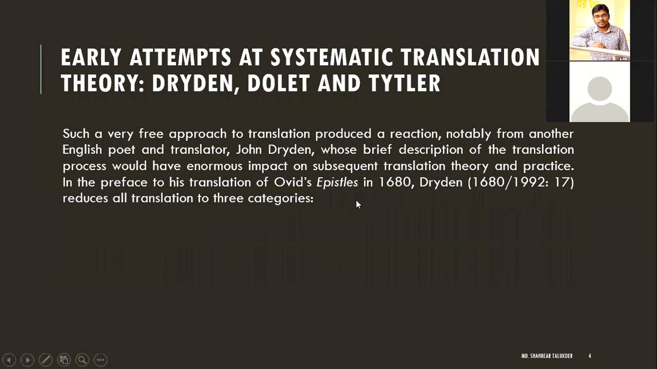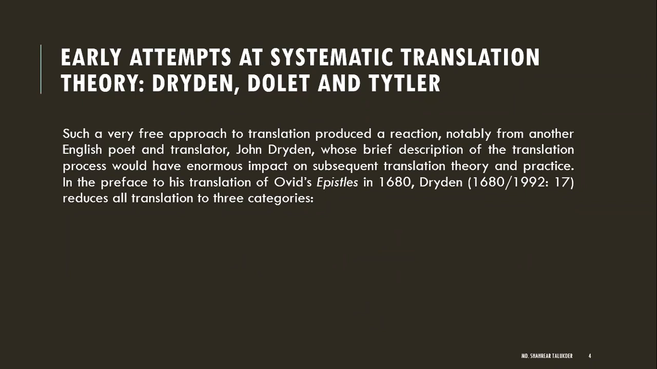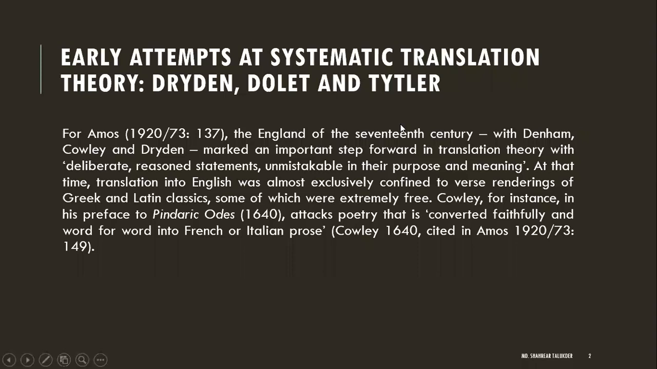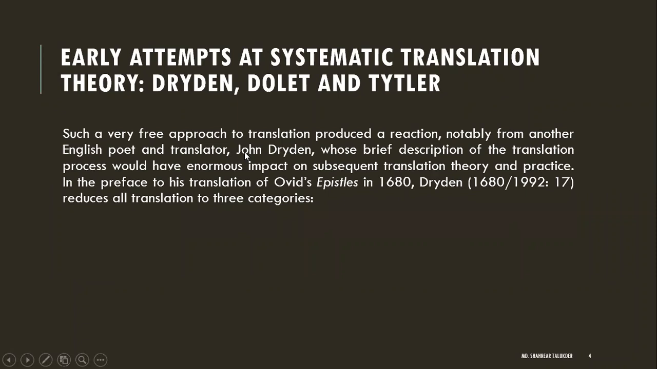Now, such a very free approach to translation produced a reaction, notably from another English poet and translator, John Dryden, whose brief description of the translation process would have enormous impact on subsequent translation theory and practice. Now, we have seen that, I can go back. So you can see Cowley is supporting that free translation can be used. But on the other hand, we can see that John Dryden didn't support it. He said that this kind of translation can harm the translation process, and also it can disturb the meaning.